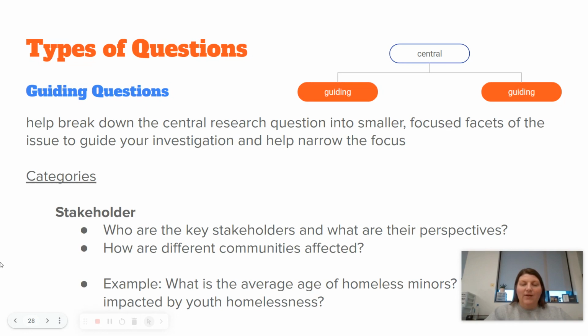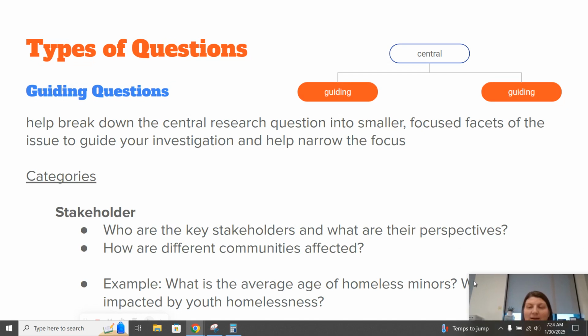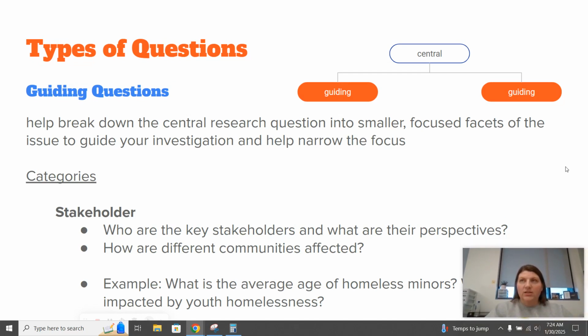Examples are what is the average age of homeless minors and who is impacted by youth homelessness? Because this is going to drive your research in a certain direction. Because if the average age of homeless minors is 8 years old, that's going to be very different than if the average age of homeless minors is 17, who are about to be adults and then be responsible for themselves. So that will help you guide the rest of your research.